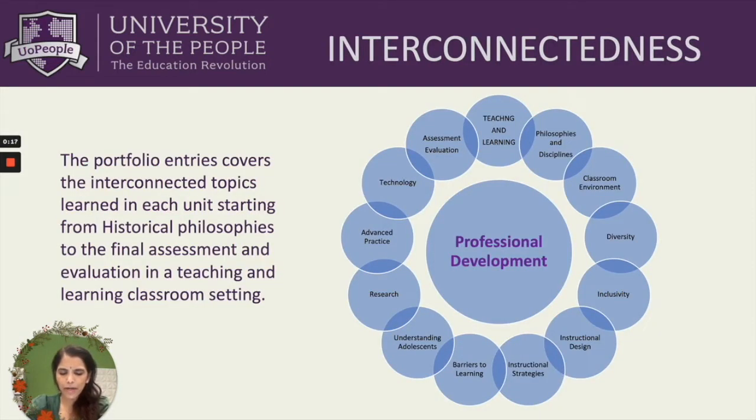The entries, as shown in the Venn diagram, include historical and global philosophers and their perspectives, the classroom environment, diversity, inclusion, instructional designs and strategies, barriers that hinder learning for underprivileged students, understanding what causes adolescents' change in behavior as they hit puberty, the rising use of technology and assistive technology for special education students, advanced research and practices for STEM teaching, and the most important aspect of assessment and evaluation, along with teacher role and parent participation to add on multiculturalism, as these are teachers' professional development that leads them to become a more knowledgeable, skilled, and experienced educator.